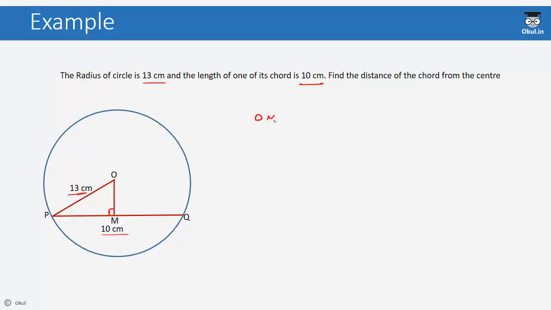According to the theorem that we just learned, OM is perpendicular to PQ, and therefore OM should bisect the chord PQ. Accordingly, we can write that PM is equal to MQ. PQ is given to be 10 centimeters. Therefore, the length of PM is 10 by 2, that is 5 centimeters.